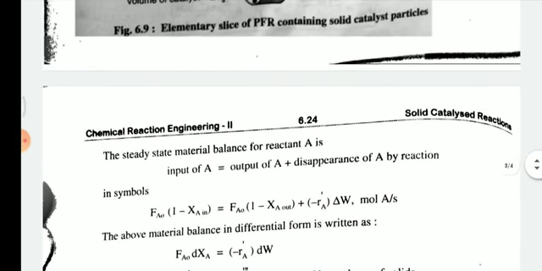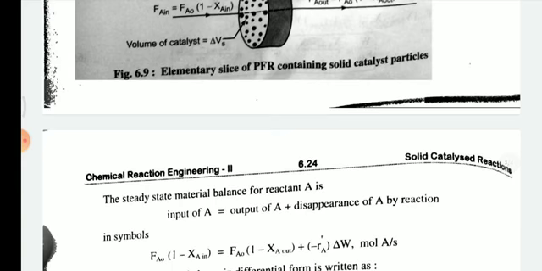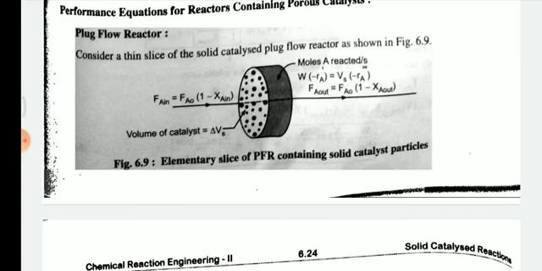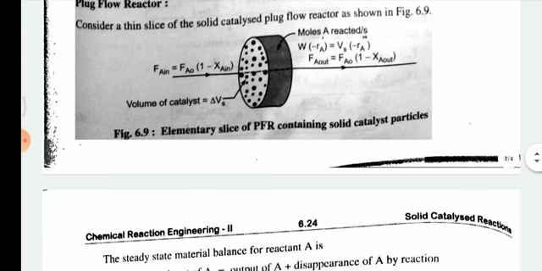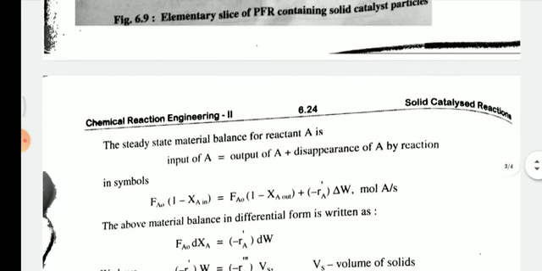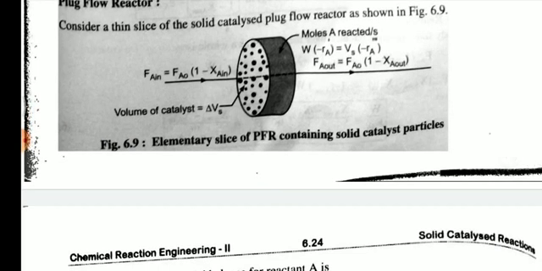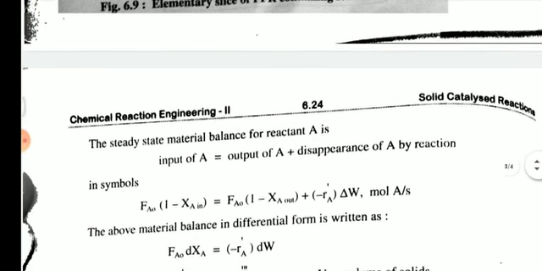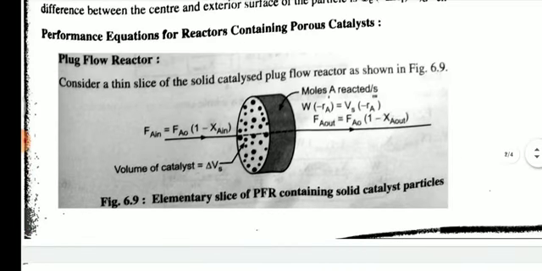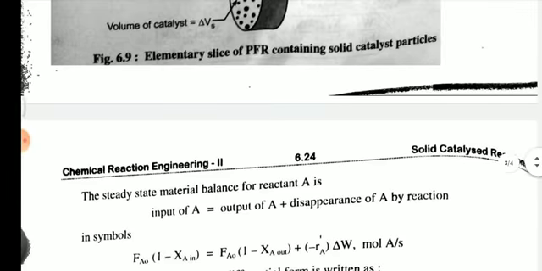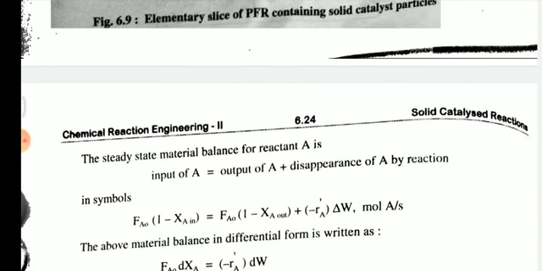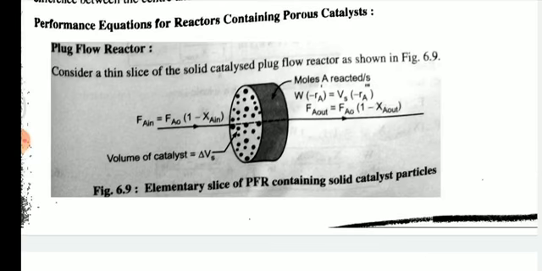In symbolic terms, it will be Fa0 into 1 minus Xa in at the inlet, and similarly at the outlet Fa out is equal to Fa0 into 1 minus Xa out, plus disappearance, where the reaction takes place. Inlet equals outlet plus the accumulation term, where the reaction occurs. What will its value be? Moles A reacted, that is W R A dash, is equal to Vs into minus RA double dash. So it will be minus RA dash into delta W from the reactions.